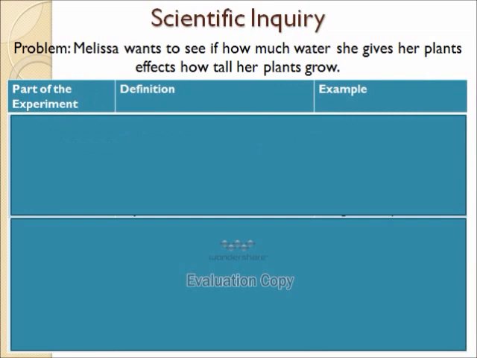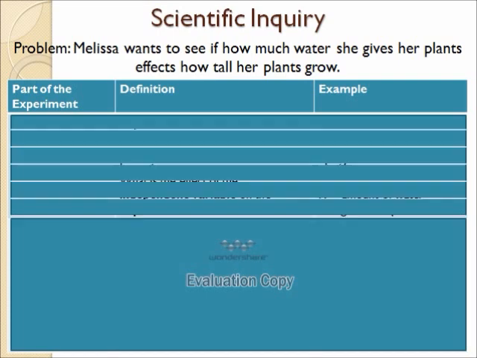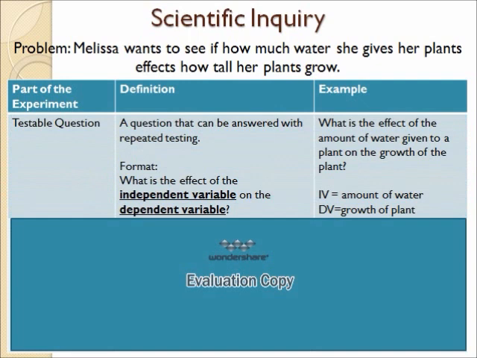Alright, so continuing on with scientific inquiry, we've pulled out our variables and our constants. And now, with all those pulled out and identified, we can go on to write two important parts for our experiment. The first one is our testable question, and that's just the question that the experiment's going to answer. It's going to be a question that can be answered with repeated testing. The testable question does have a format. What is the effect of the independent variable on the dependent variable?